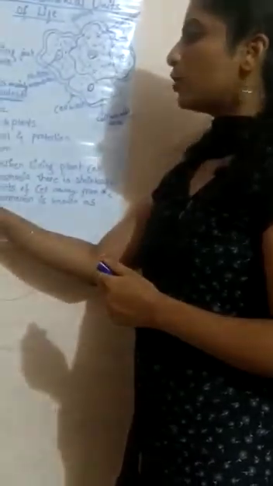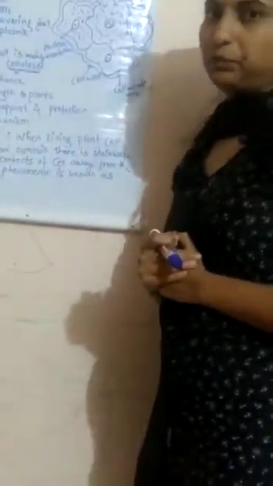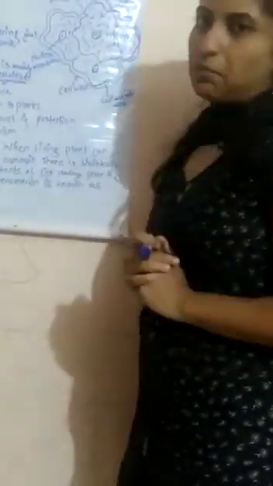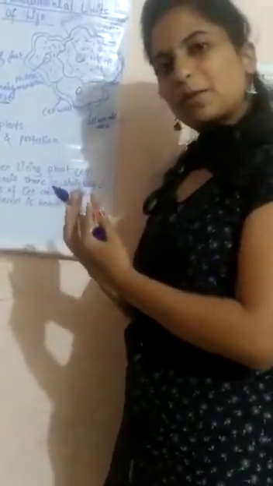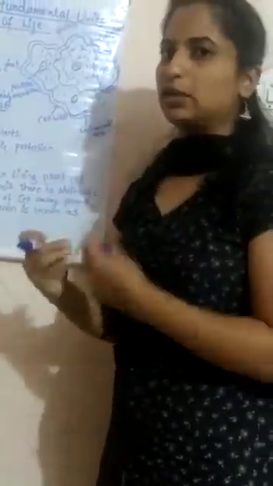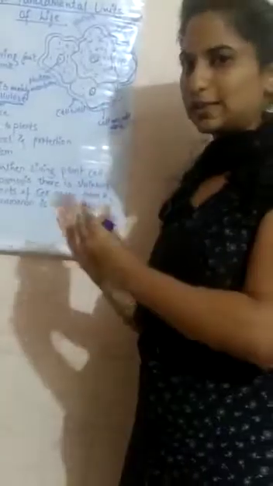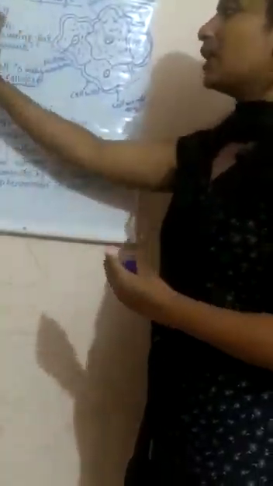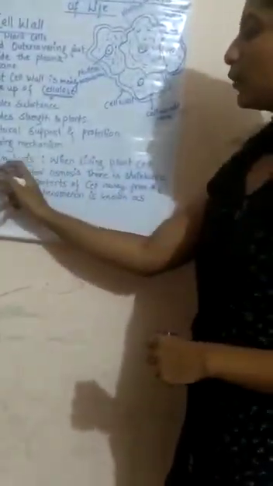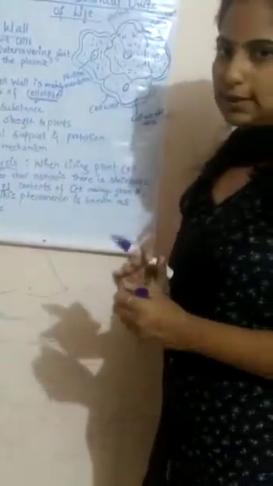It also works like a filtering mechanism, like the plasma membrane. Like the plasma membrane allows only a few materials to pass in and out of the cell, in a similar manner, the cell wall also allows only a few substances to enter the cell and to leave the cell. So let us see what the term plasmolysis is.